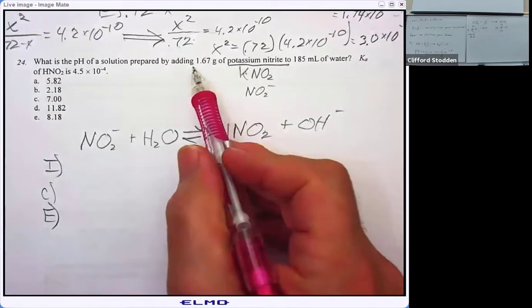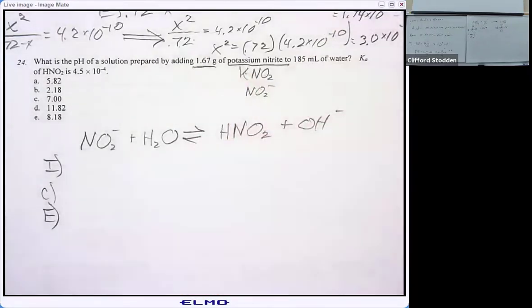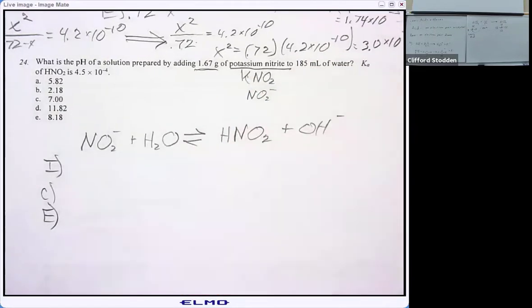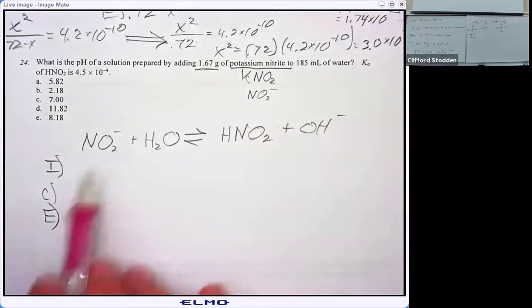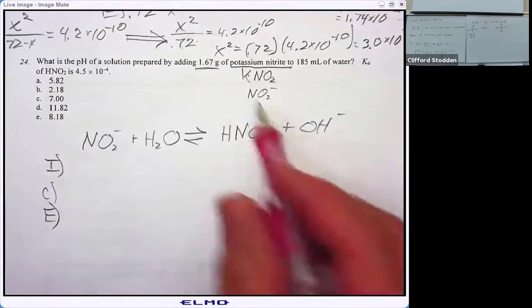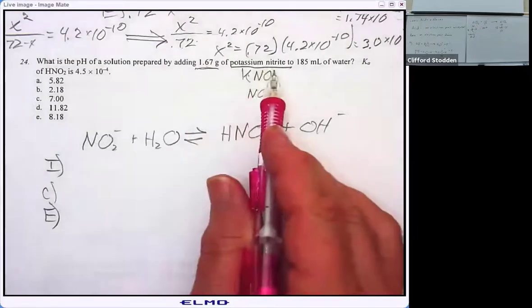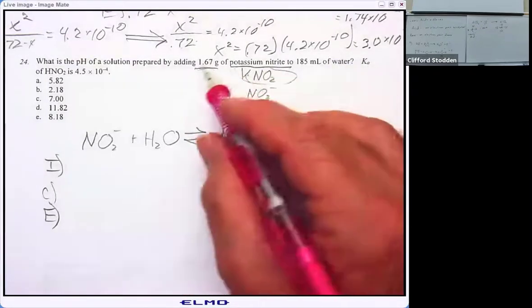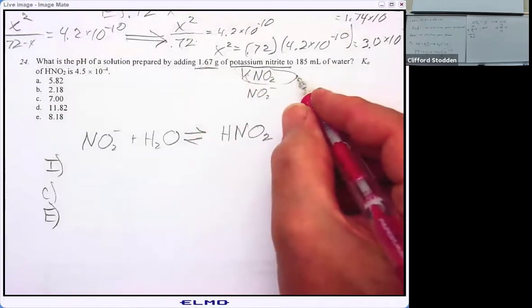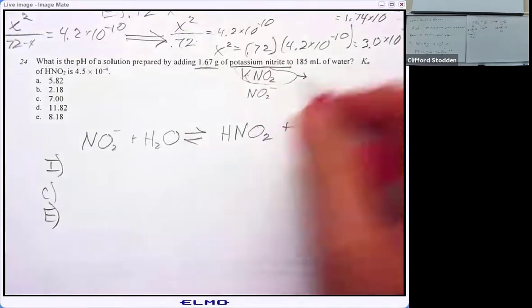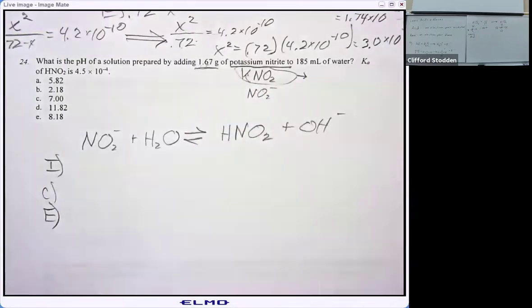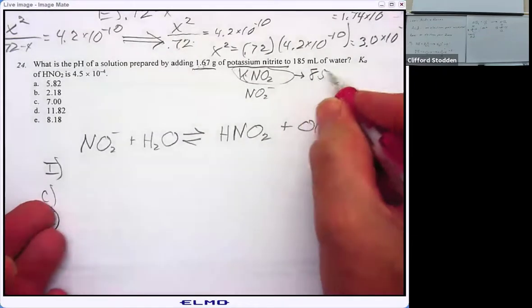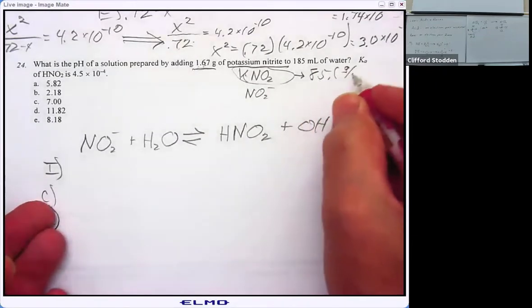First of all, they're giving you the mass of the potassium nitrite and the volume. So you've got to calculate the molarity here to put in your ICE table. And you have to use the mass of the whole thing, because that's what the grams is for. So for potassium nitrite, you have to go to the periodic table and add up those values for the molar mass. That's 85.1 grams per mole.